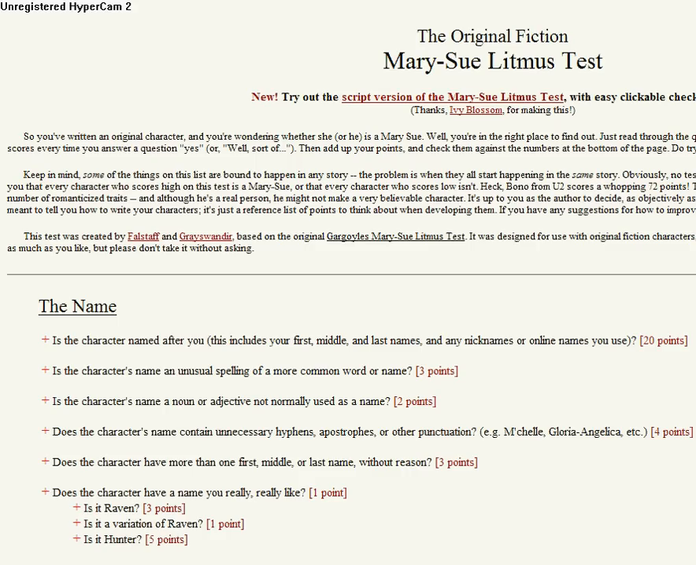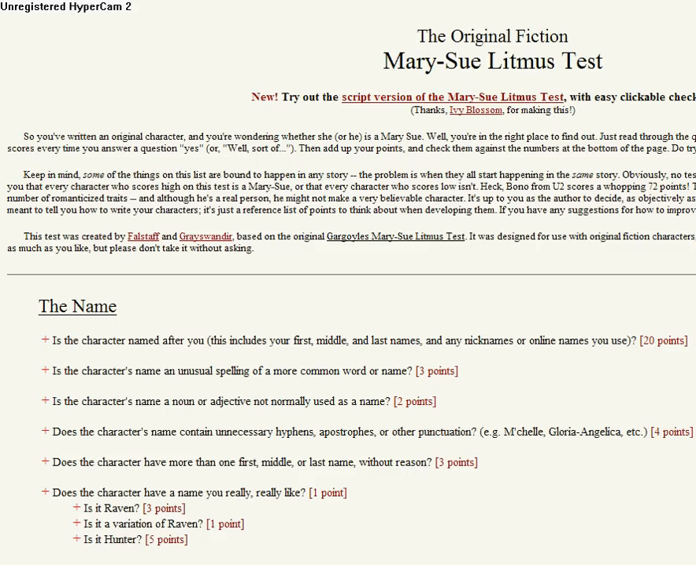Keep in mind, some of these things on the list are bound to happen in any story. The problem is that they all start happening in the same story. Obviously, no test can take every contingency into account, and we can't promise you that every character who scores high on the test is a Mary Sue, or that every character who's low isn't. Hell, Bono from U2 scores a whopping 72 points. God, I'm like dyslexic today. That doesn't mean he's a Mary Sue. It just means he has an astonishing number of romanticized traits, and although he's a real person, he might not make a very believable character.